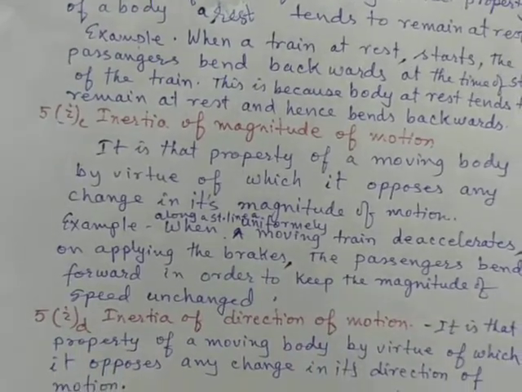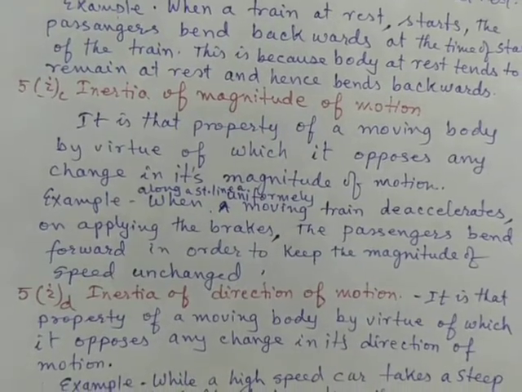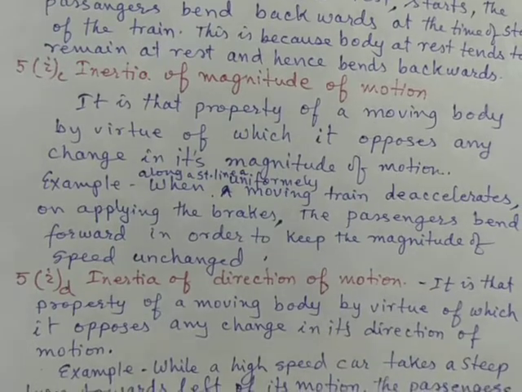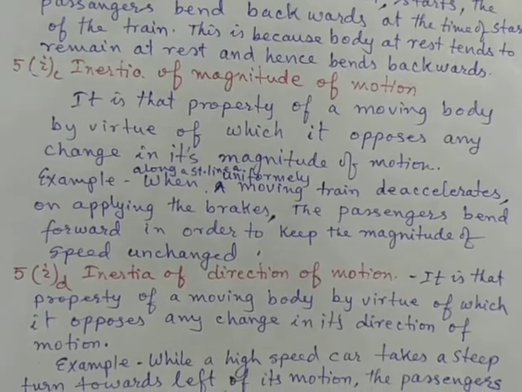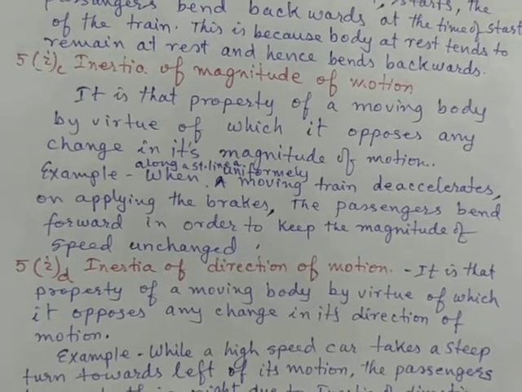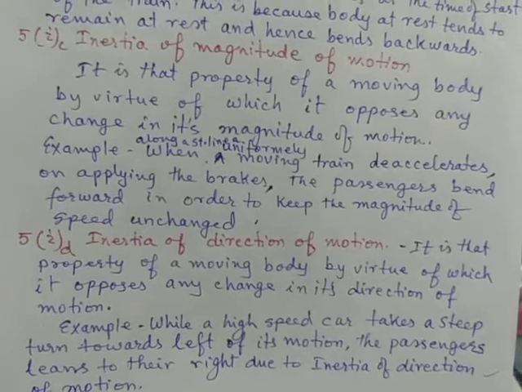Now inertia of magnitude of motion, what is it? It means the speed of motion, whether it is fast or slow. Whenever we tend to change the magnitude of motion, means we want to accelerate a vehicle or decelerate the vehicle, in both cases it opposes it.